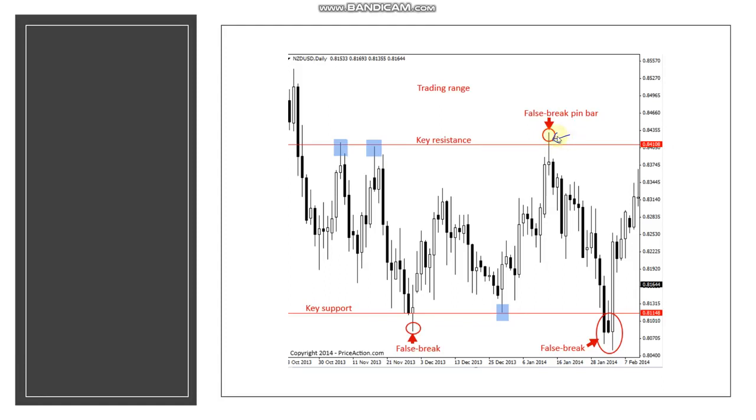Instead of entering here, you should wait. You should wait for confirmation. You should wait to see whether the market has successfully breached this resistance level or not. You should wait for the closing of the market above this particular level. Then only it is a breakout. Otherwise, it's a false breakout.